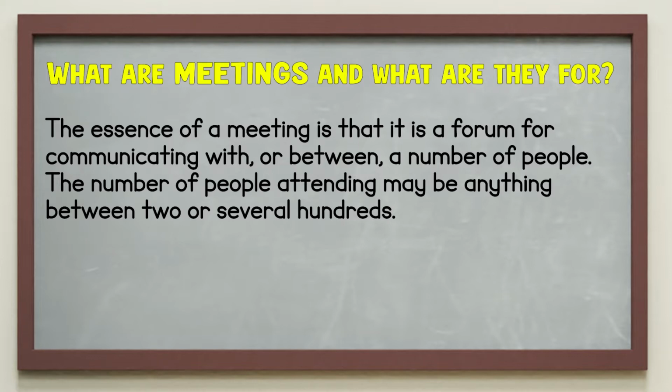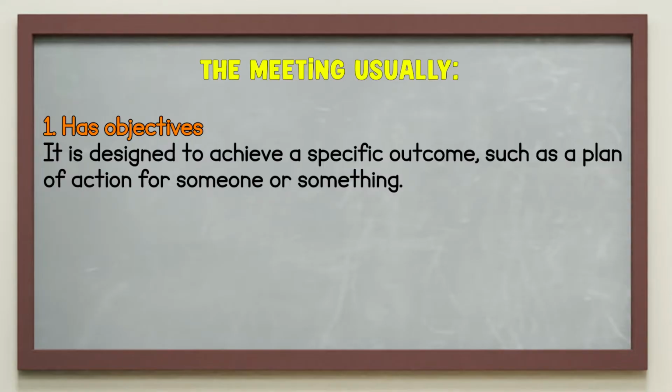What are meetings and what are they for? The essence of a meeting is that it is a forum for communicating with or between a number of people. The number of people attending may be anything between 2 or several hundreds. What differentiates a meeting from casual communication between colleagues in an office, for example, talking to a colleague at their desk, is that the meeting usually has objectives. It is designed to achieve a specific outcome, such as a plan of action for someone or something.